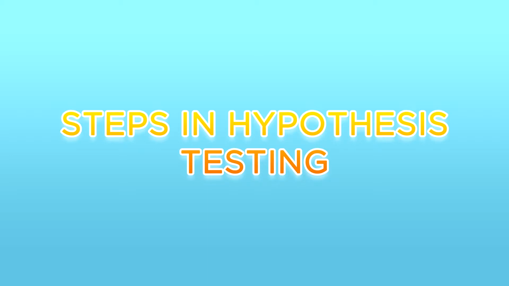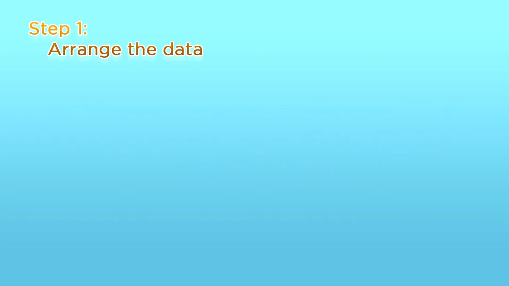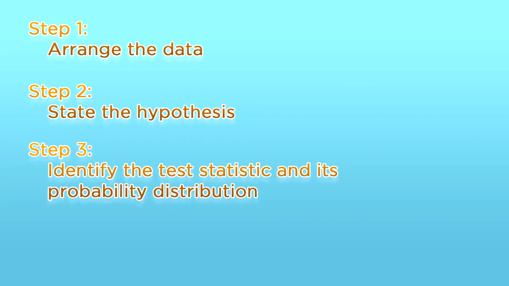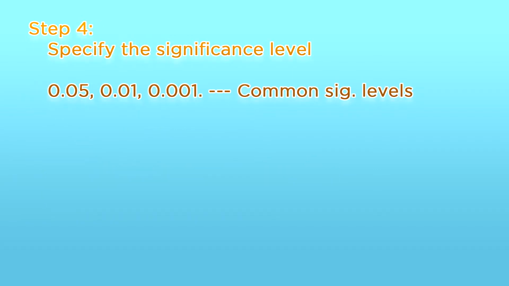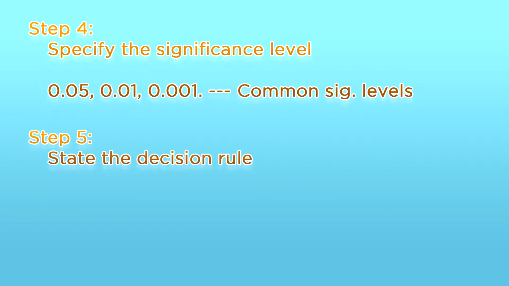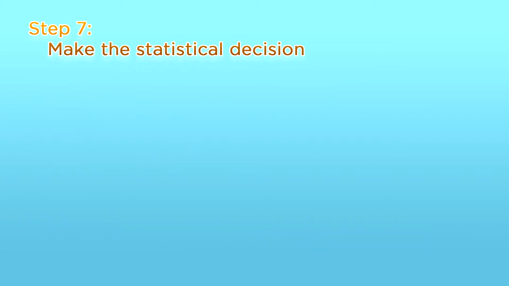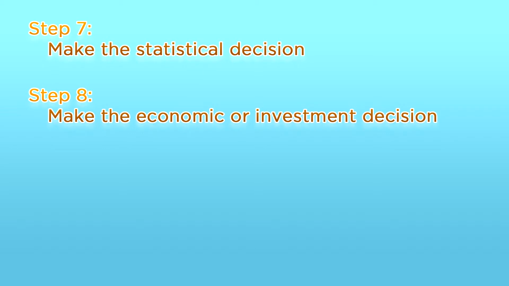Steps in hypothesis testing. First, arrange the data. Second, state the hypothesis. 3. Identify the test statistic and its probability distribution. 4. Specify the significance level. 5. State the decision rule. 6. Collect the data and perform the calculations. 7. Make the statistical decision. 8. Make the economic or investment decision.